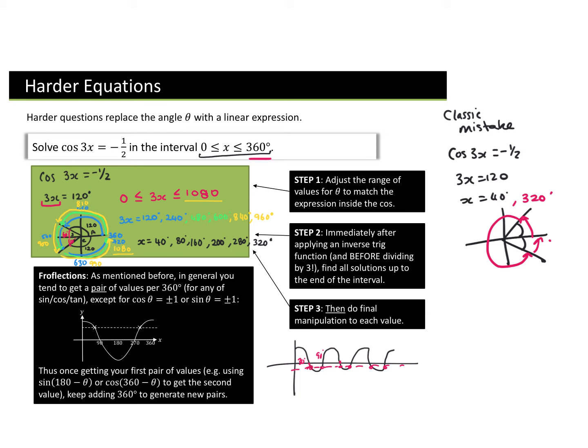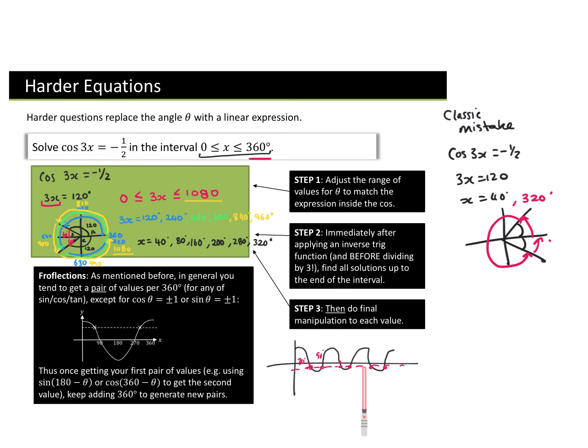Because remember, the CAS diagram is like a little trick. It's there to help you. But it only helps you if you understand what's going on. You need to realise that cos of 3x is a transformation. How does that transform the graph? That transforms the graph by dividing all of our x coordinates by 3. So therefore, we're going to have 3 graphs in our normal 0 to 360.